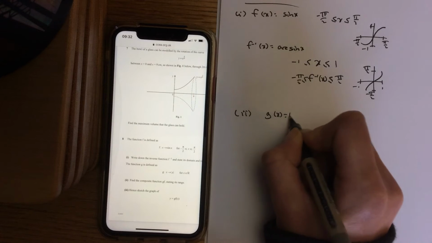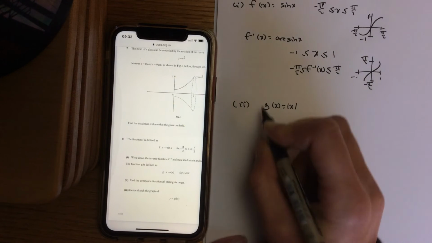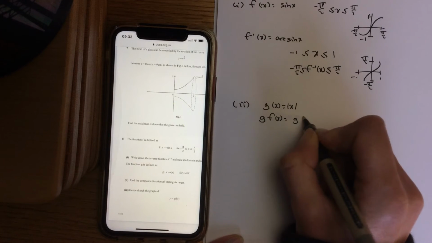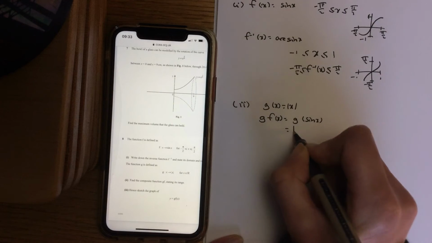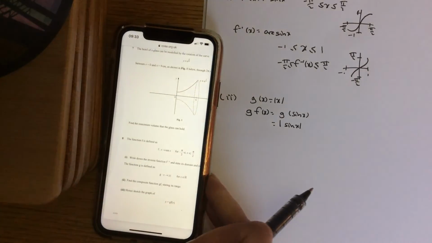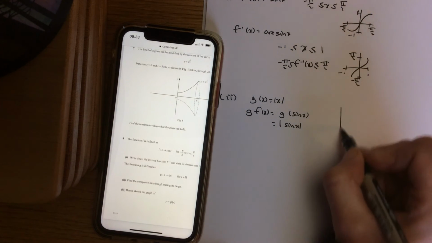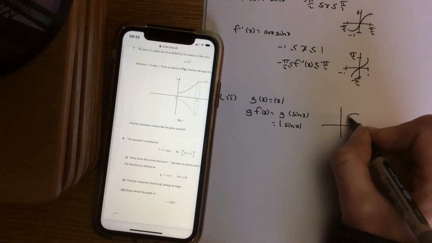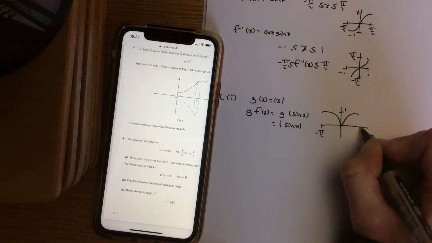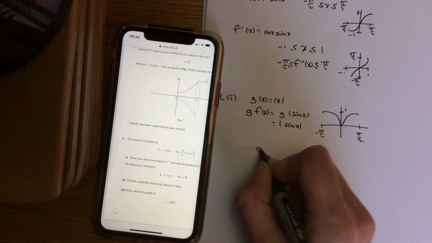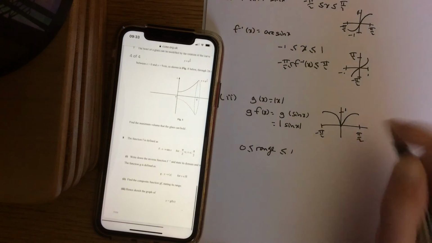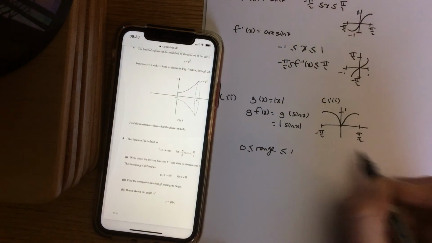Part 2. You've got a new function, g(x), and the question wants g(f(x)). So put your f, which is sin x, into your g, so modulus sin x. So if you look back up at the top there, that's your sin x graph. I want to modulus that, so anything that's in the bottom will be reflected up. So 1, minus pi over 2, pi over 2. So the range of this is between 1 and 0. And part 3 is sketch the graph, which you've already done.